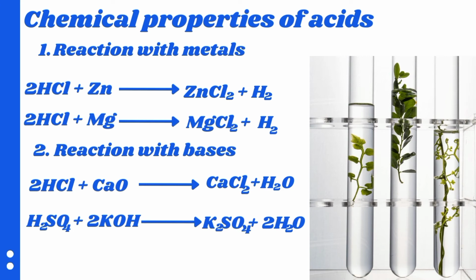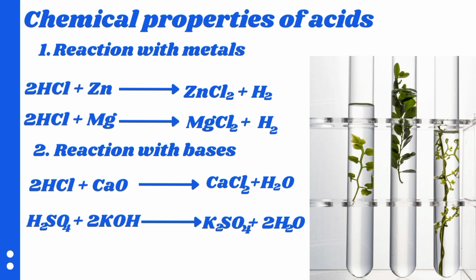Let's talk about the chemical properties of an acid. Number one, reaction with metals. Acid reacts with some metals like zinc, iron, and magnesium to liberate hydrogen gas, as you can see from the equation. So when acids react with metals, they liberate hydrogen gas. So you take note of that.